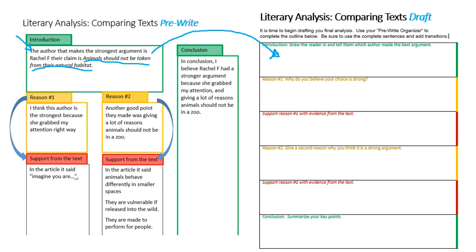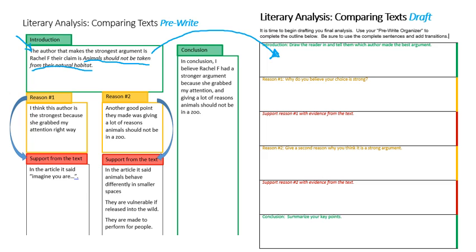I can copy and paste it to this box. I might want to add the article that Rachel F. wrote. So in my draft, I might change that and say the author that makes the strongest argument is Rachel F. In the article, Zoos, Joys, or Jails. Her claim is animals should not be taken from their natural habitat. That sounds a little bit more like me when I write rather than using the teacher's words.